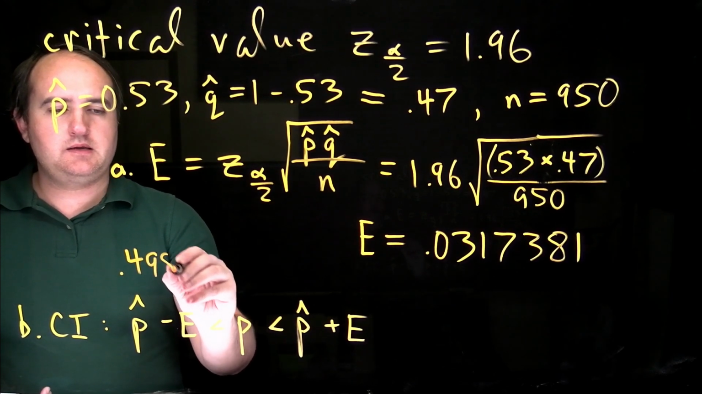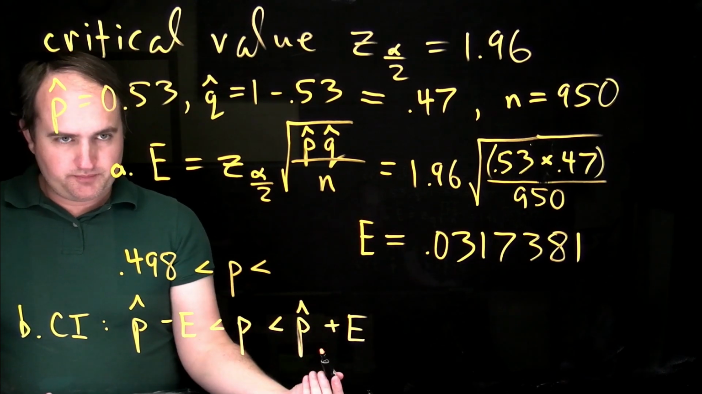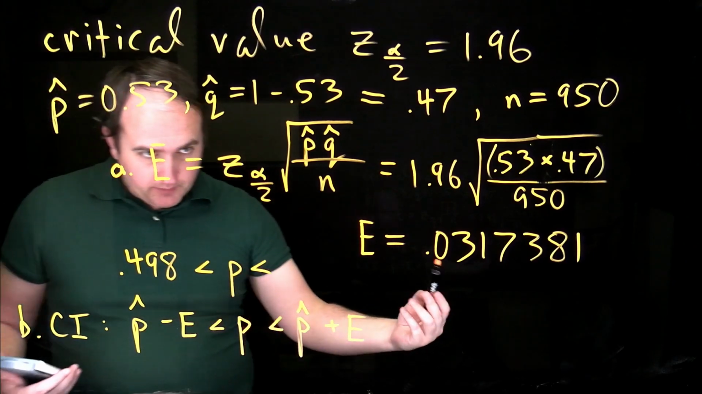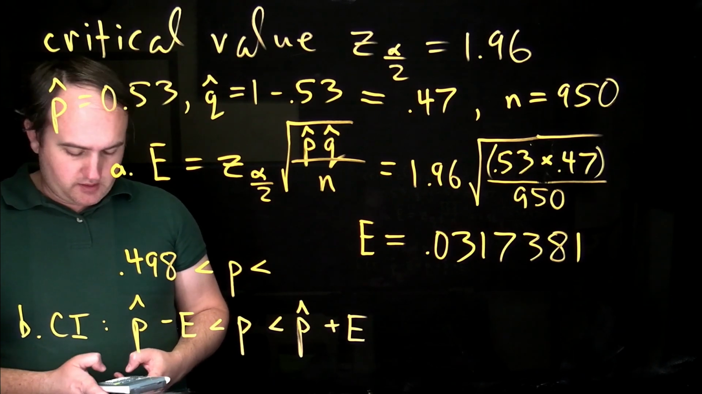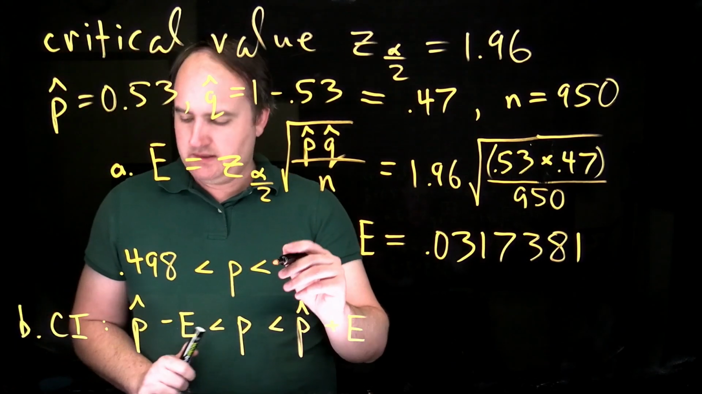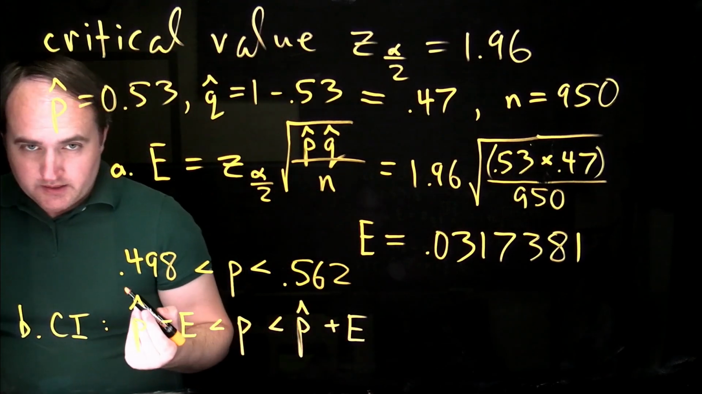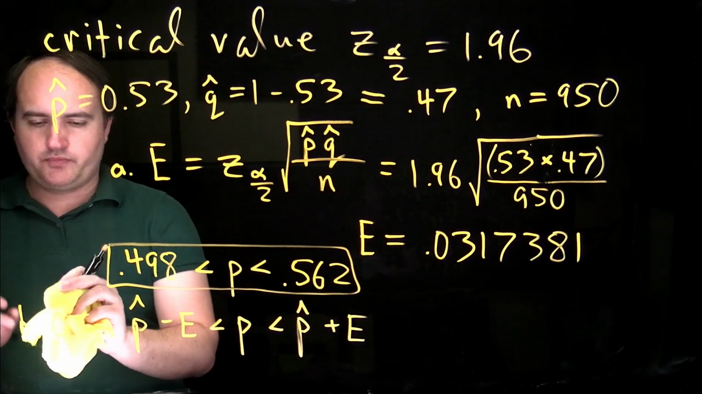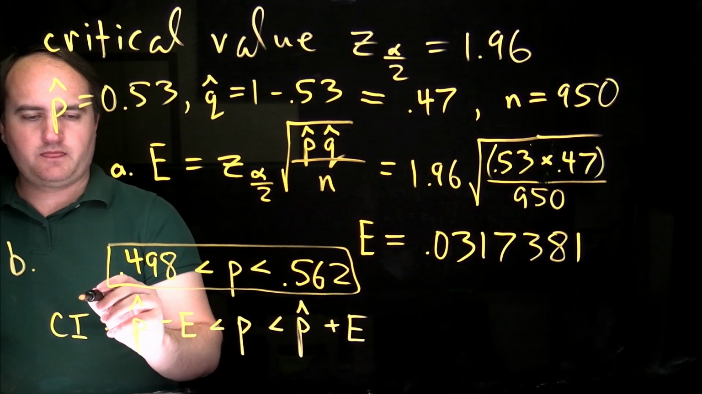So 0.498 is this. This is less than p, which is less than, let's do p hat plus E on our calculator. So p hat plus E is going to be 0.53 plus 0.0317381, which gives us, after we round it, 0.562. So I rounded to 3 significant figures. So this right here that I'm boxing is our answer to part B. Actually, let me move this up here so it makes more sense. So this is part B. It's our confidence interval.